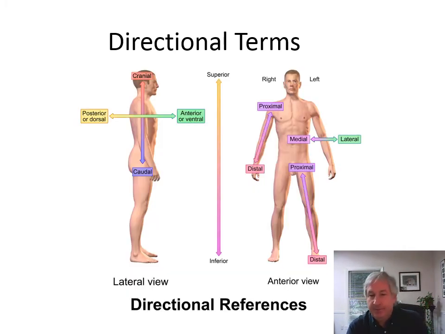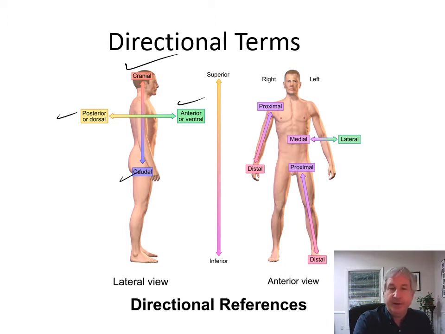So here's a diagram showing some of the directional terms. So we have cranial, caudal, so they're head and tail. Posterior or dorsal, anterior or ventral, and we'll use both. We'll use those terms interchangeably. And we have superior and inferior, and then we have right and left. You notice that they're facing you, so this is their right, and this is their left on this side. Okay, so this is left.